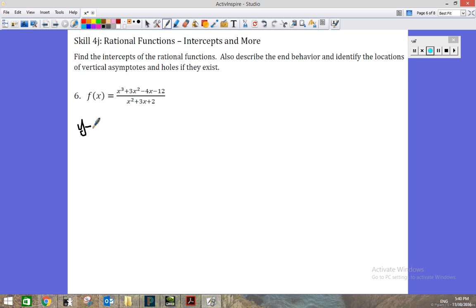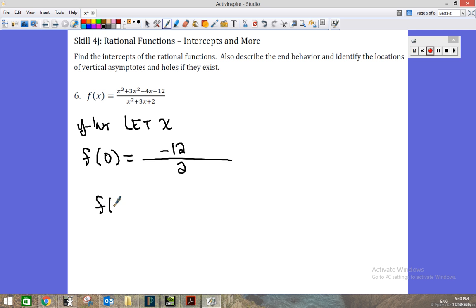To find the y-intercept, let's let x equal 0. That means basically principal substitution, substituting in. We often say plugging in 0 into the function. In the numerator, these first three terms will be 0, but then we've got a negative 12. Then in the denominator, the first two terms are 0, and we've got a positive 2. So my graph will intersect the y-axis at negative 6.